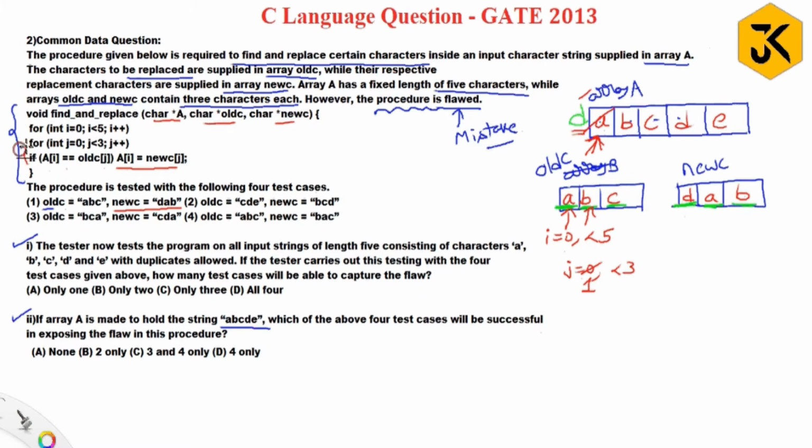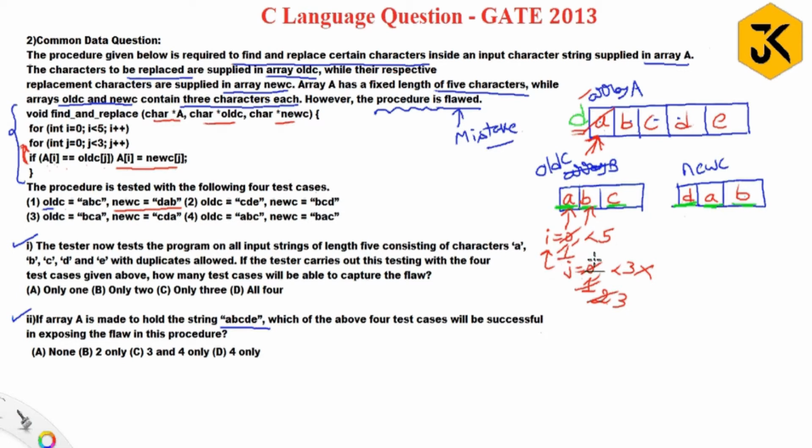Then again it will go to the previous for loop, so the j value will be incremented to 2 now. Is 2 less than 3? Yes, the condition is true. Then once again A of 0 is compared with oldC of 2, that is C. D double equal to C or not, it is checking. No, condition failed. Then once again it is going to increment the j value, that is 3. Is 3 less than 3? Condition failed. When the condition fails, the outermost for loop will be incremented now. The i value will now be 1.